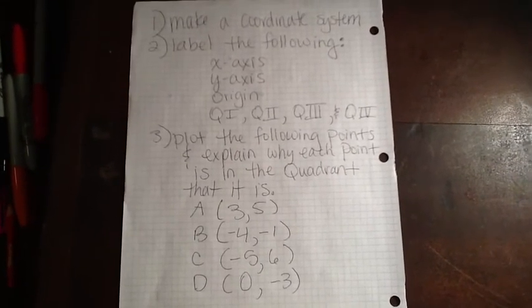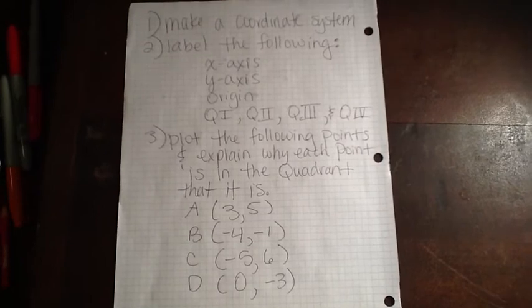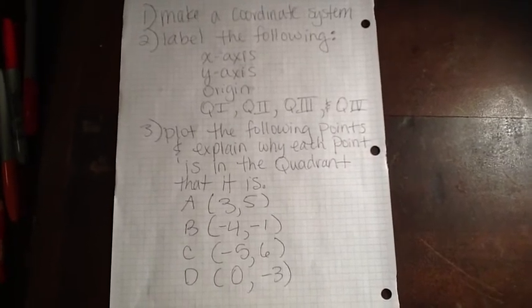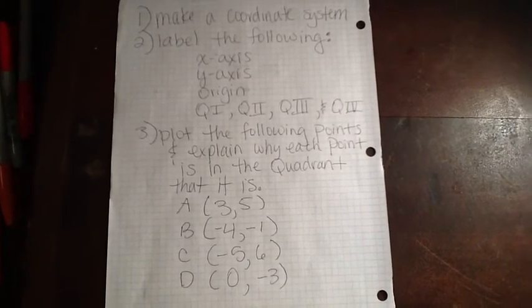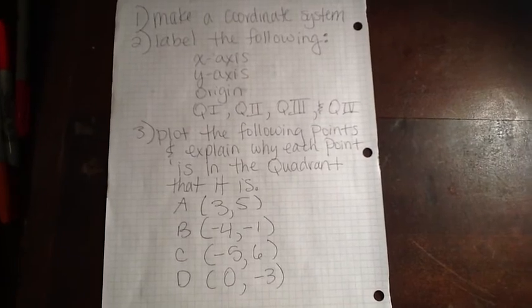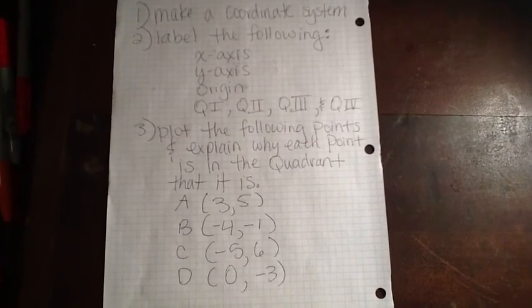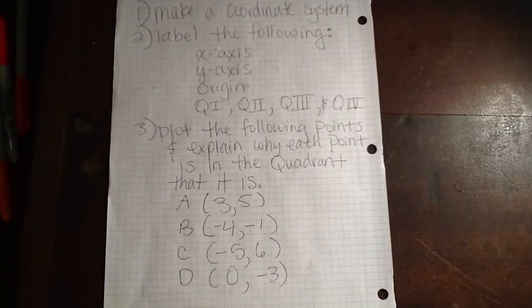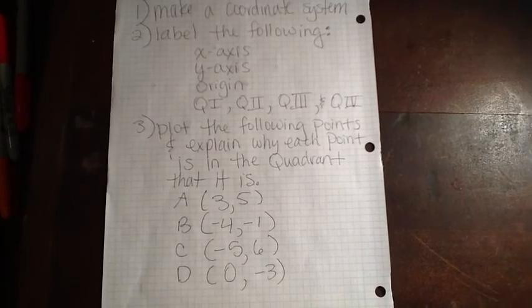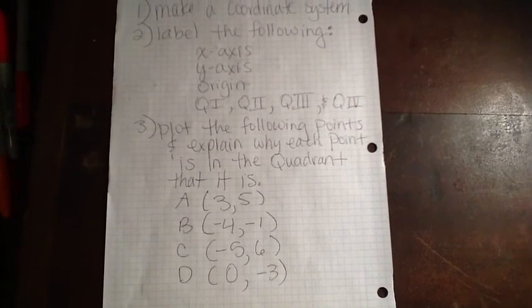And then go ahead and plot the following points. Plot A, which is 3, 5, B, which is -4, -1, C, which is -5, 6, and D, which is 0, -3. Then I want you to tell me which quadrant each of those is in and explain why it's in that quadrant. All right, we'll see what you get tomorrow.